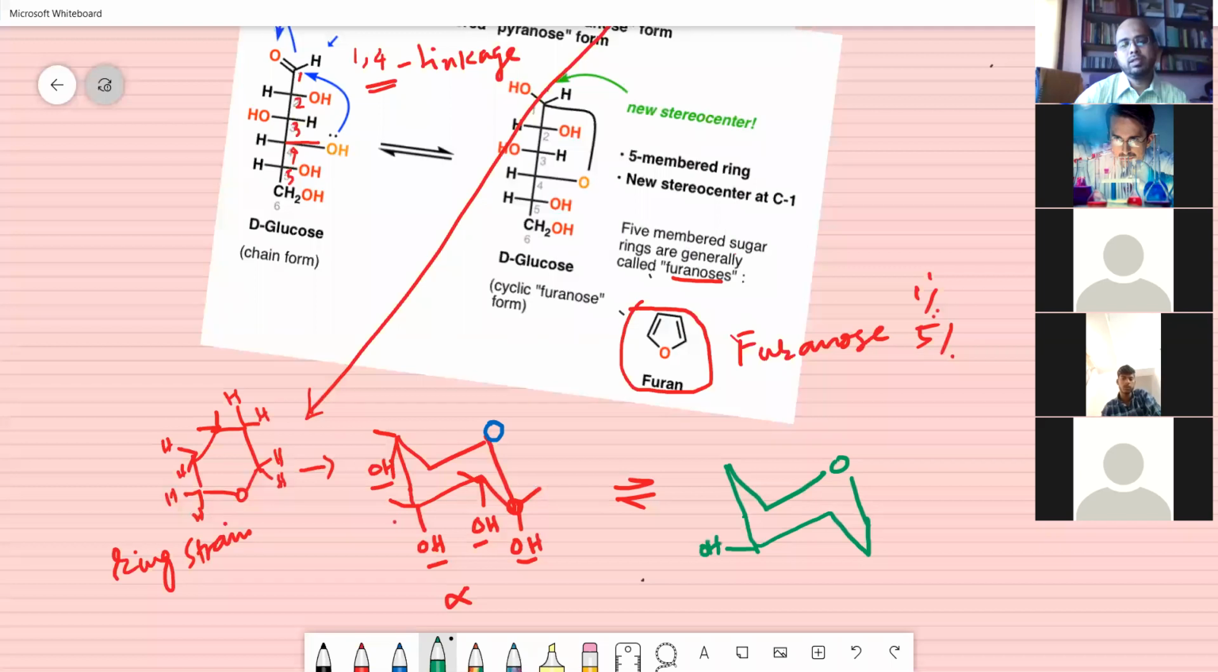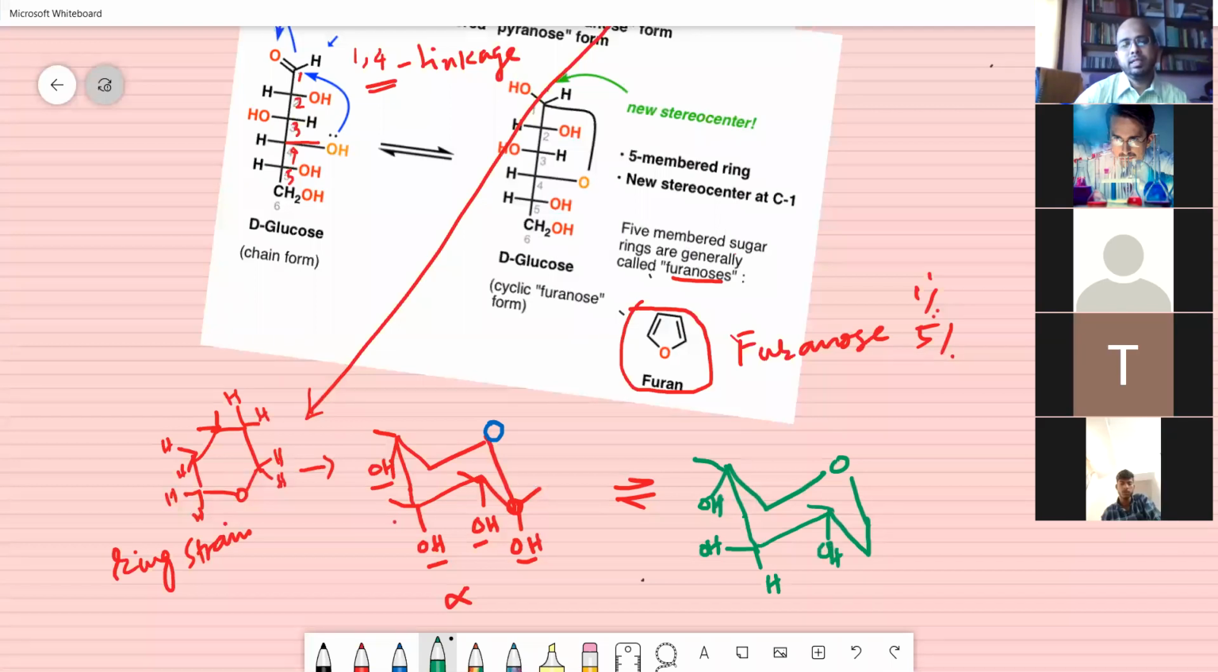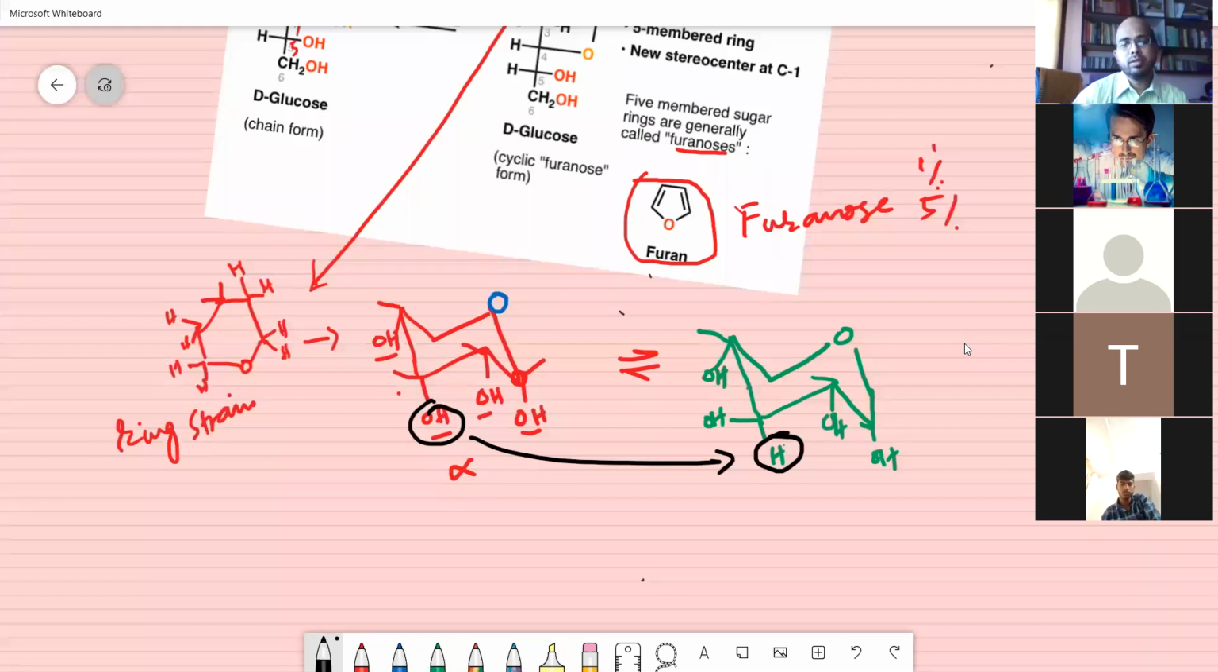Here you will have OH, here you will have H, here you will have OH, here you will have H, and this will be the same, and only this is changed. Okay, therefore it becomes a beta form. So alpha form to beta form: alpha D glucose, beta D glucose.